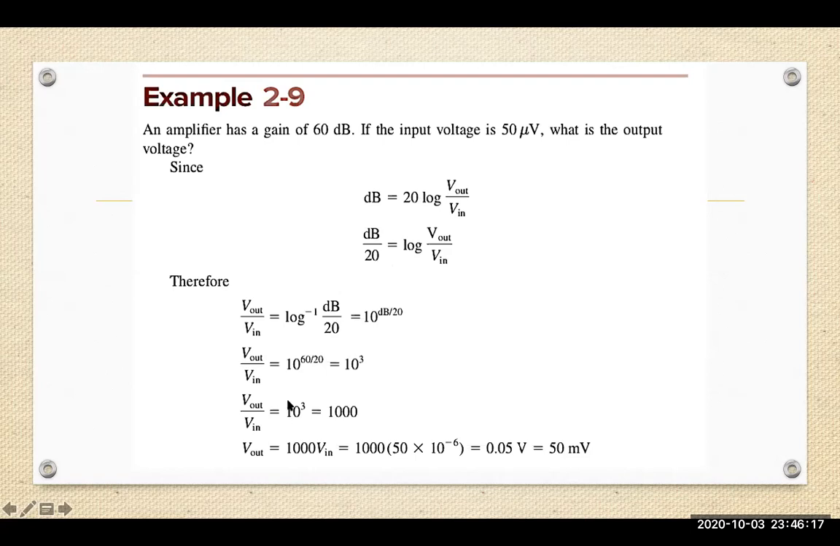So we have 10 raised to, what is the dB value? 60 divided by 20, that is 3. If you take the anti-log, it's 10 raised to 3, equal to 1,000, right? Given the input voltage, you're asked for the output. So V out is equal to 1,000 times the input voltage, which is 50 microvolts, or 50 times 10 raised to minus 6. So you have the output equal to 0.05 volts, or expressed in the prefix milli, 50 millivolts.